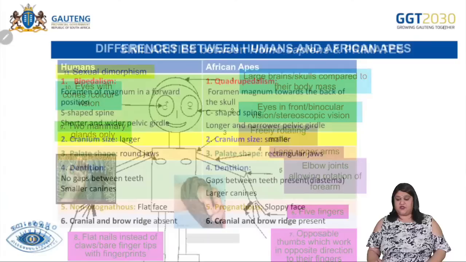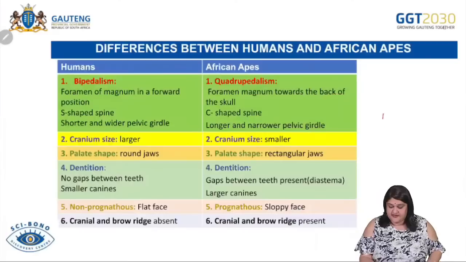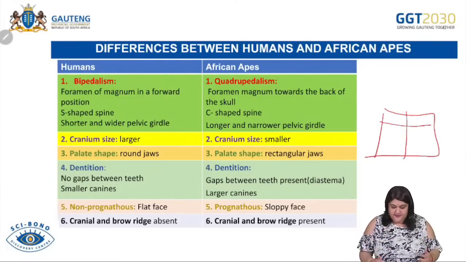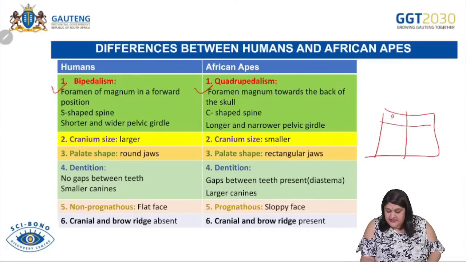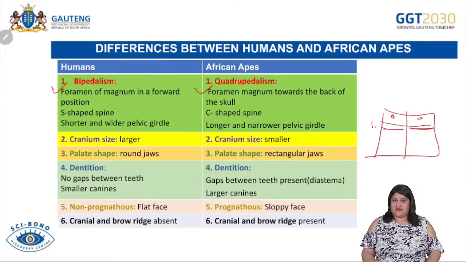Then the differences between the humans and the African apes. Quickly, what I wanted to say, which was very important: when you need to tabulate the differences between the two, you have a table. Compare the same thing. If they ask you the differences between the humans and the African apes with regards to bipedalism and quadrupedalism, you need to talk about, can you see they're comparing the foramen magnums. So if you have bipedalism here and quadrupedalism here, the first point you talk about is the foramen magnum here, and the foramen magnum there. You cannot talk about the foramen magnum here and then the S-shaped spine or the C-shaped spine there. You need to compare the same things.